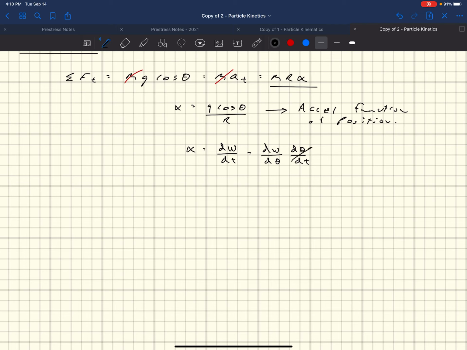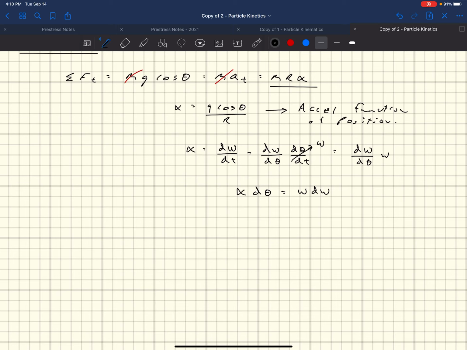Right? This is just omega. And so this is d omega over d theta times omega. Put all your omegas together and all your theta stuff together. So you take that d theta and put it on the other side. So this is alpha d theta is equal to omega d omega.